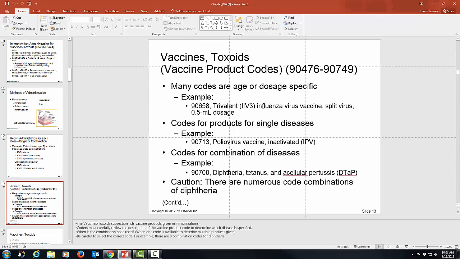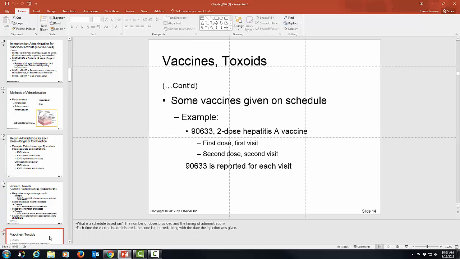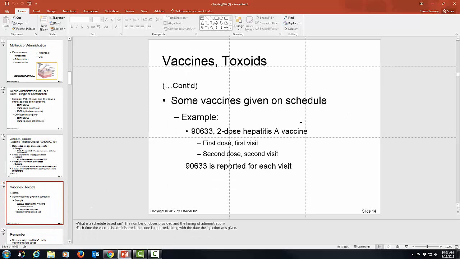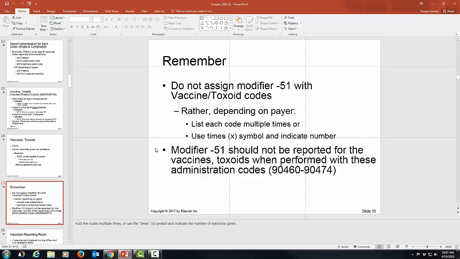Your toxoids, there's many codes for age or dose specific. So if you're giving a polio vaccine for a single disease, or a combination of diseases, DPT as we talked about, or the flu vaccine, is it a split virus and you're doing it twice? Toxoids, there's some examples here for your hepatitis A, for example, and you want to make sure that you're paying attention to those. Okay, don't assign a modifier 51 with a vaccine toxoid code.